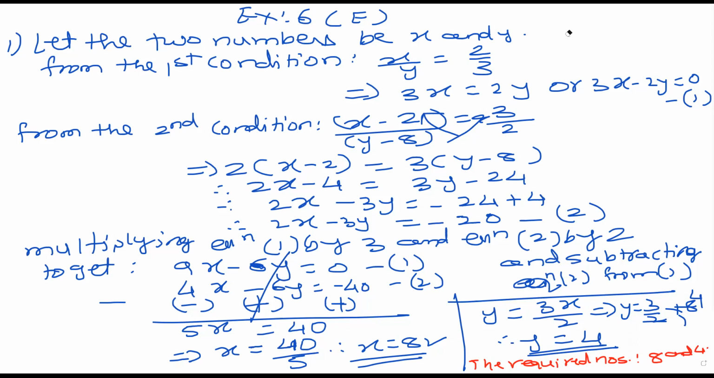Not 4, sorry. What did I say? 12, sorry. 8 and 12. Sorry, y is equal to 12. So 8 and 12, right. Let me go to the textbook again.